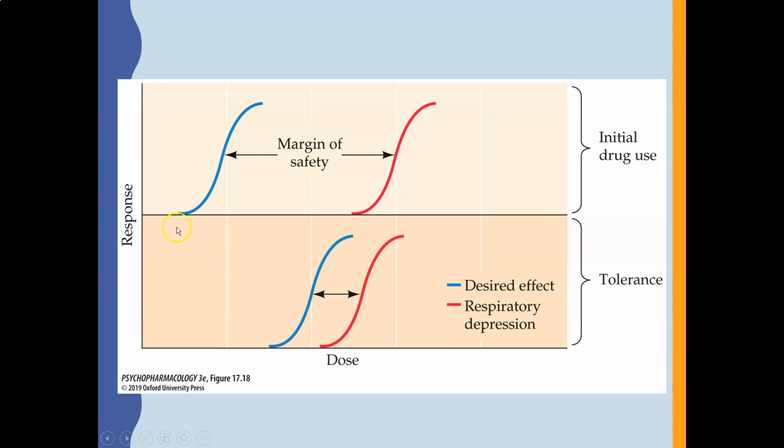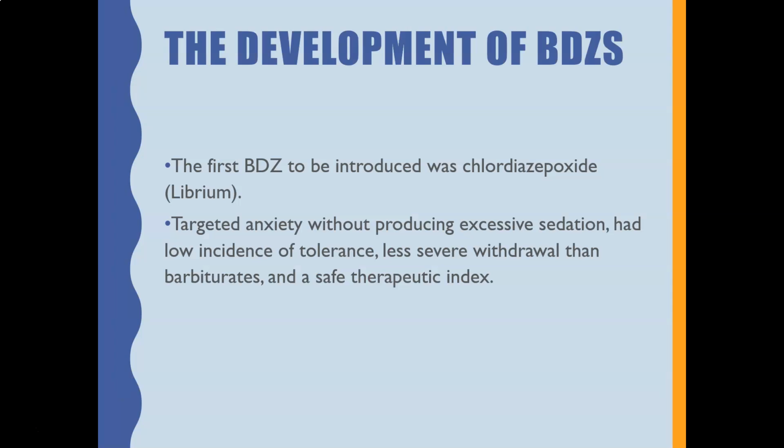So here's what you can kind of see here. With your initial drug use, the margin of safety is pretty large. As you develop a tolerance, note that the respiratory depression does not change over time, but your subjective desired effects do change. So that margin of safety decreases, leading to a greater likelihood of an overdose with time.